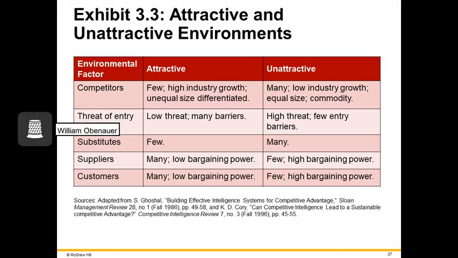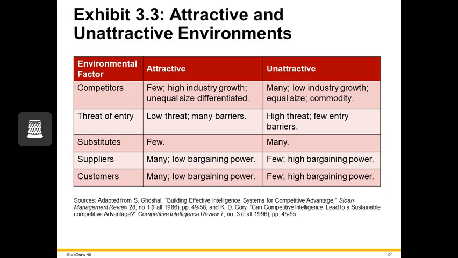Now, we can evaluate whether or not an environment is attractive through the lens of Porter's five forces. Let's take a look here, and we can look at competitors. If there are few competitors, an environment is going to be a lot more attractive than if there are a lot of competitors. Along those lines, if the threat of entry is low, that's going to be much more attractive than if the threat of entry is high. If we have few competitors and it's hard for competitors to get in, that's a very attractive environment when we combine those two features. What about substitutes? If there aren't a lot of substitutes, that's very attractive. If people can replace our product with a lot of other things, not so attractive.